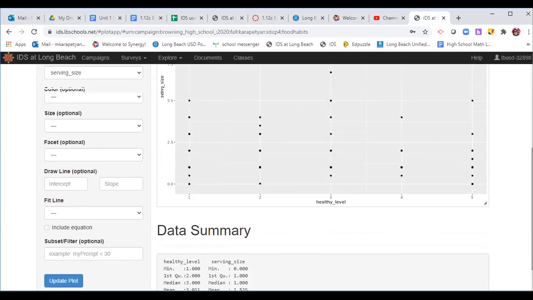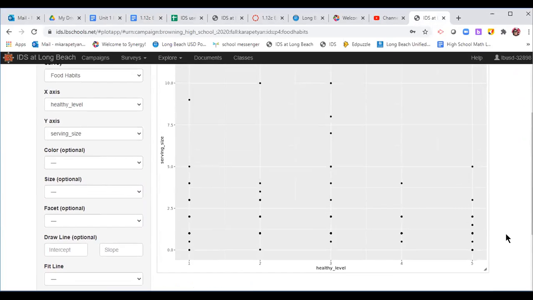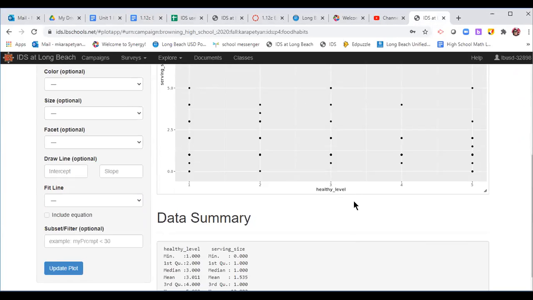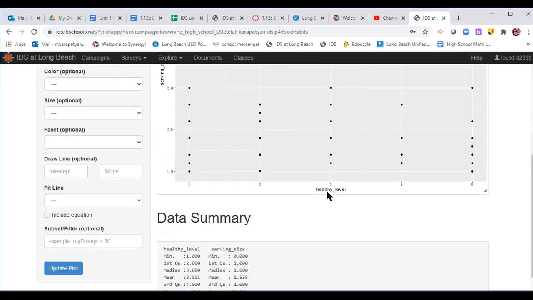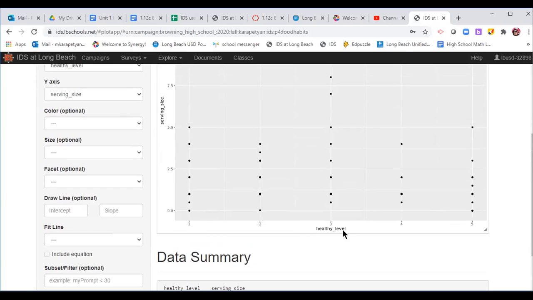So take a look at this. Okay, it almost looks like a dot plot, right? Where you have the dots in each healthy level. And that's mainly because healthy level is a categorical variable, right? So you're comparing a categorical variable to a numerical variable. Because serving size, you guys could put in any number that was your serving size. Your healthy level, you had to choose between 1, 2, 3, 4, or 5. So that was a categorical variable there.